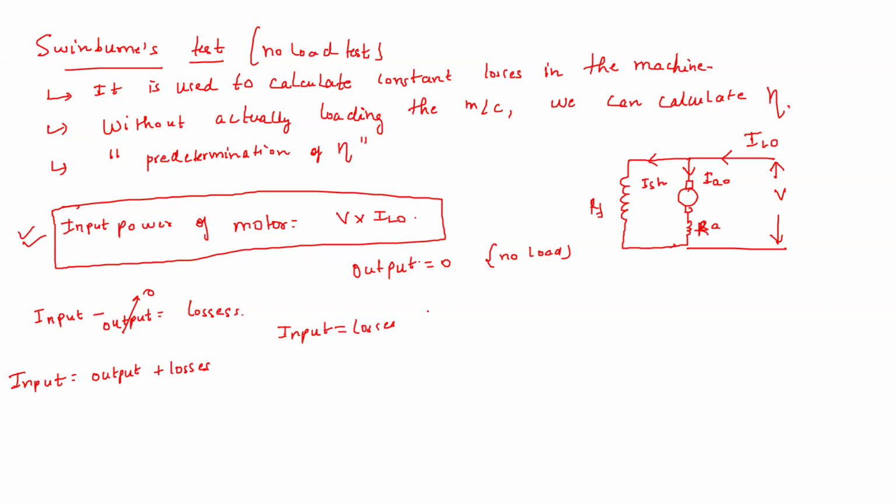So what are these losses? First of all, you have iron loss, you have mechanical loss, then you have copper losses. What are the two copper losses? First, the copper loss Ia square Ra, and another copper loss in the field winding, ISH square RSH. These are the constant losses.